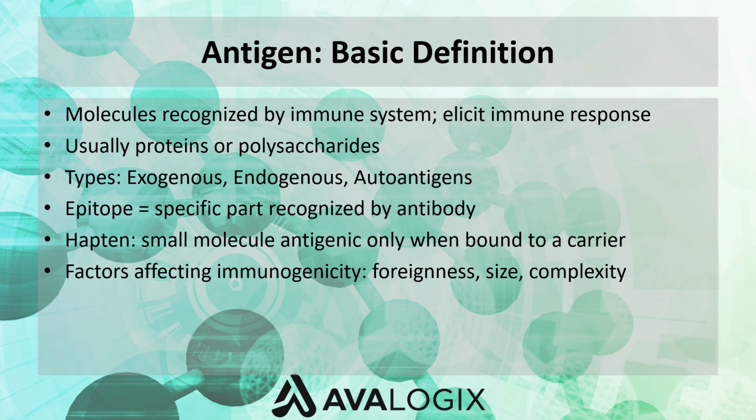Antigens can be classified as exogenous, originating from outside the body, like microbial toxins; endogenous, produced within cells, like viral proteins in an infected cell; or autoantigens, normal self-proteins mistakenly targeted by the immune system. Another term you'll hear is hapten, a small molecule that is not immunogenic on its own but can become antigenic when attached to a larger carrier molecule, often a protein. This concept is critical in drug allergies, where small drug molecules act as haptens.